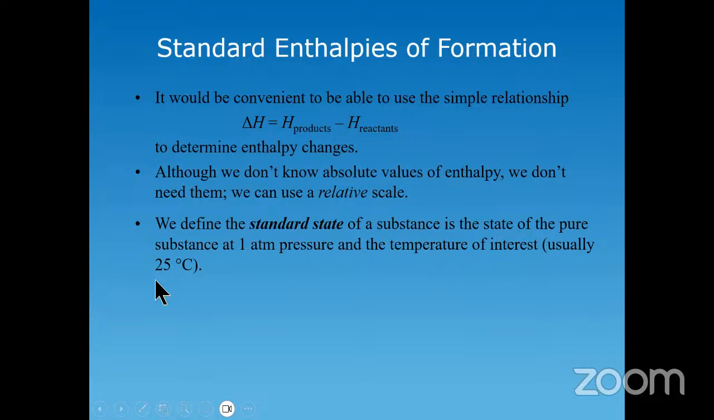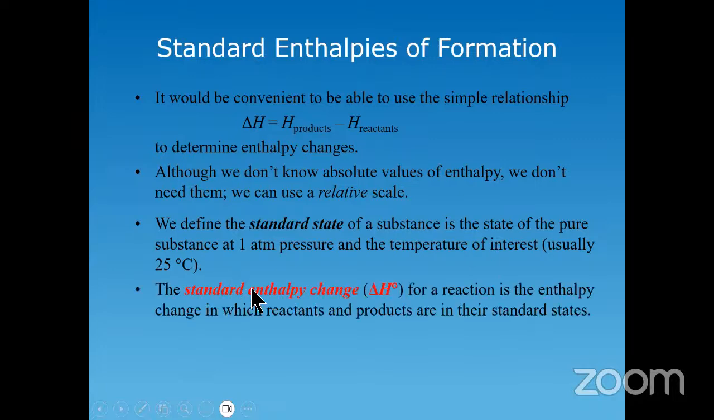Now, please do not confuse these standard conditions with STP that we talked about in chapter 5. STP relates to gases, right? Standard temperature being 0 degrees Celsius or 273 Kelvin, and standard pressure being 1 atmosphere. In the case of measuring enthalpies, the standard conditions would be 1 atmosphere, which is in common with STP, but the other condition is that the temperature is 25 degrees Celsius, all right?